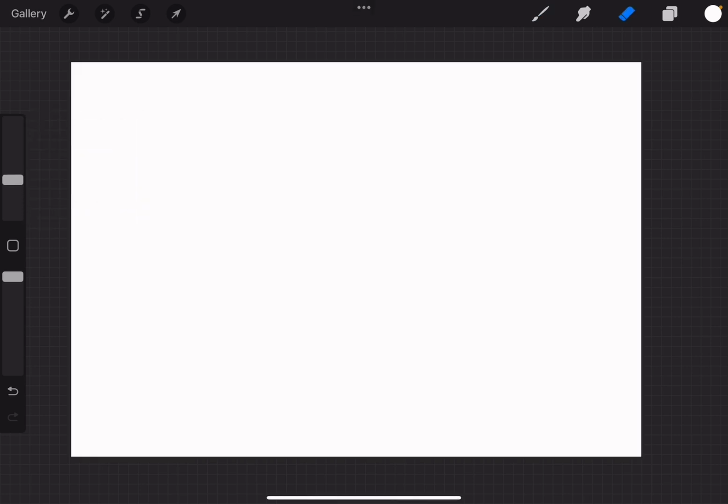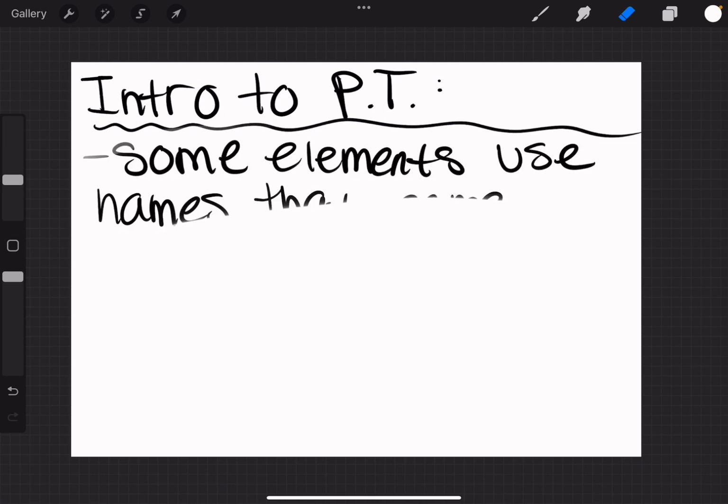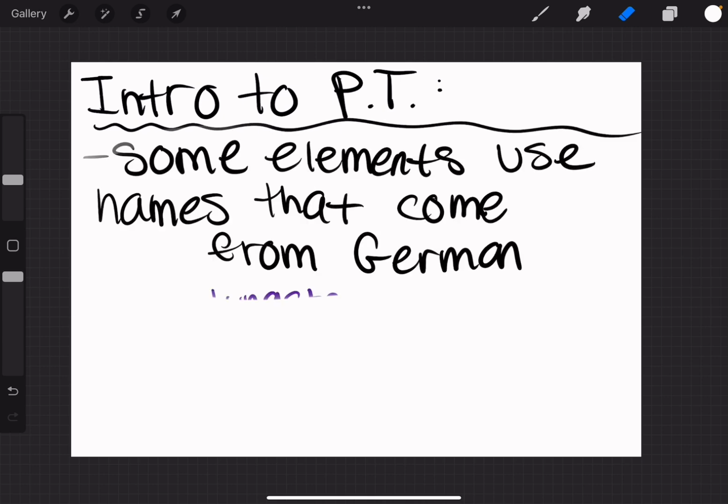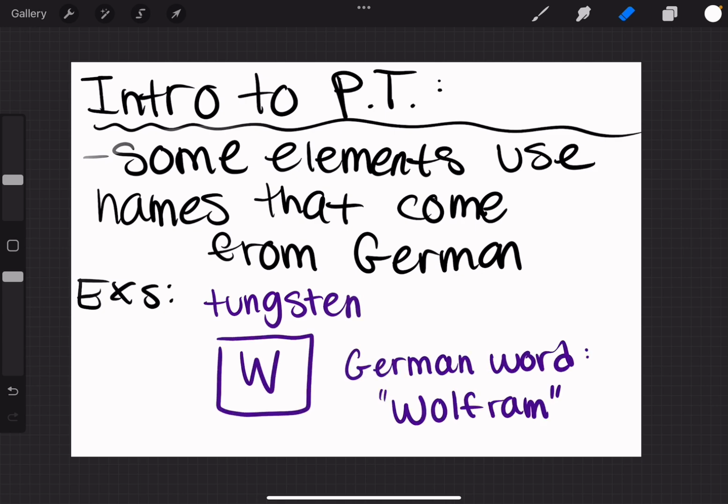Okay, and then finally with the intro to PT, some elements use names that come from German. An example of this is tungsten, which comes from the German word wolfram.